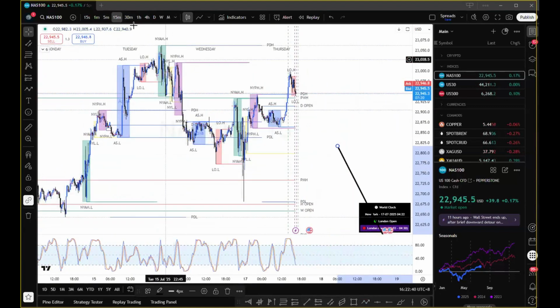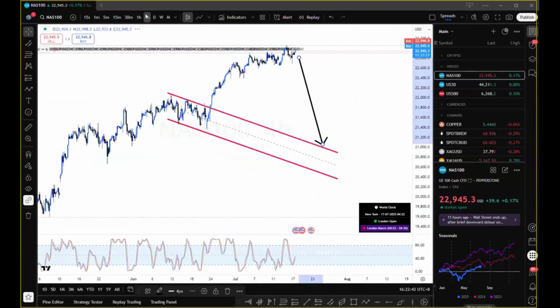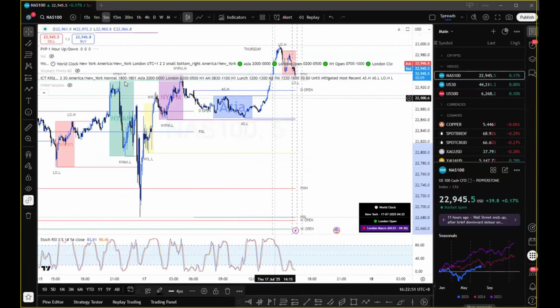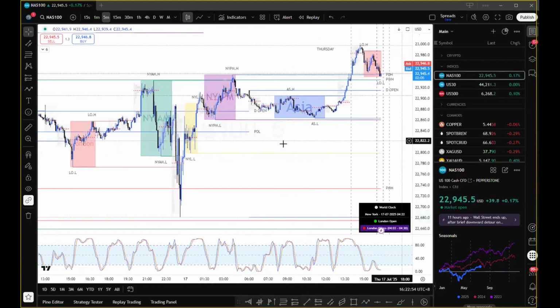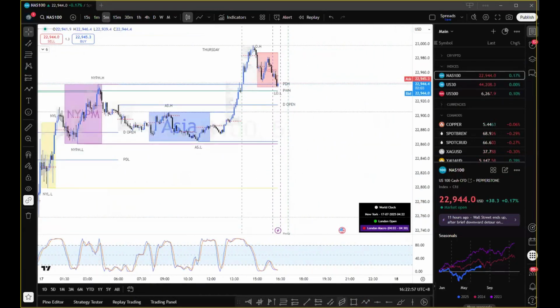Wait a minute. Okay. So this was 4 hours. Okay. So we're just looking at tonight's session. So tonight's session, let's look at the low time frames. Okay. So same thing. Yep. Not really a nice bearish flag, but it's still forming up.